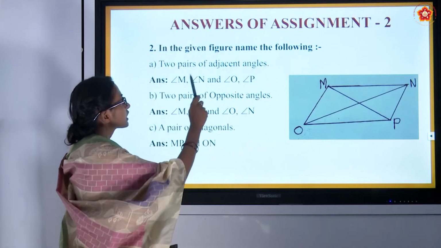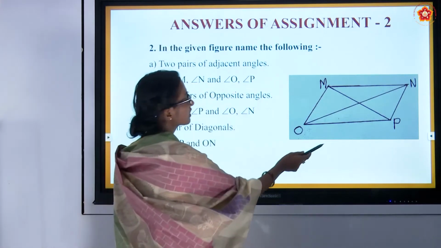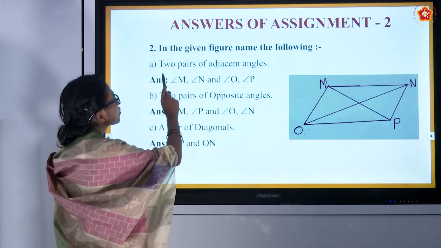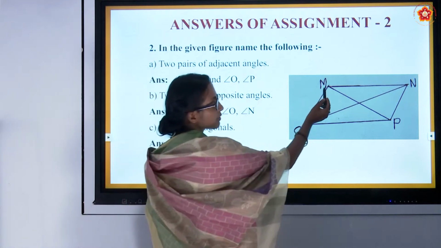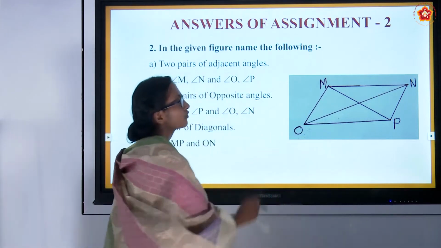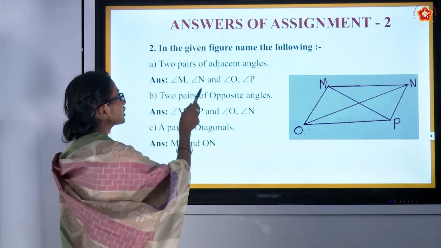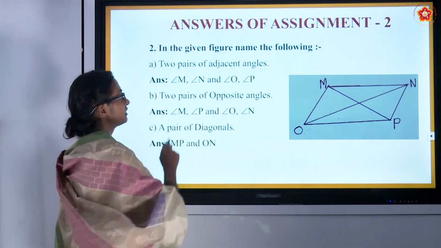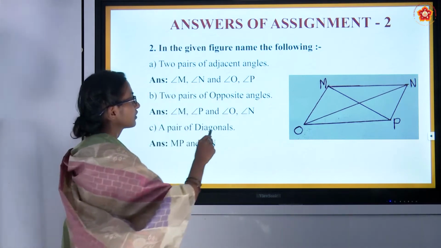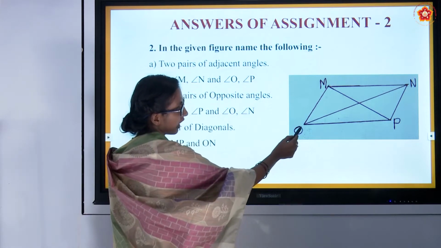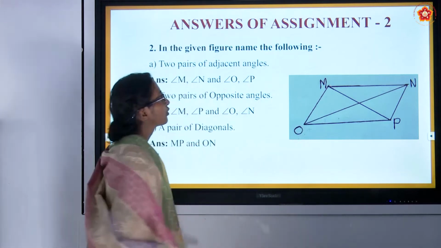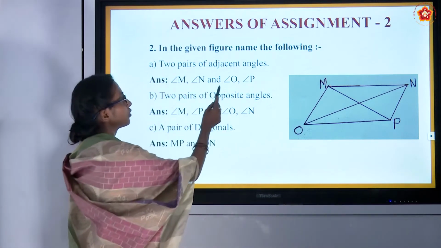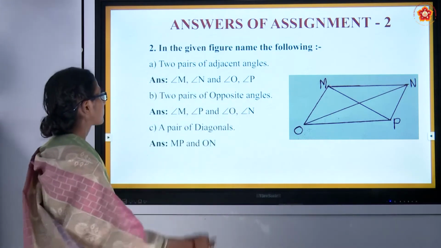In the given figure, name the following. This is a figure and we need to name two pairs of adjacent angles. For angle M, angle N and angle P will be adjacent. They are asking for a pair, so we can write angle M and angle N is one pair, and one more pair can be angle O, angle P. For angle O, angle P and angle N both are adjacent.